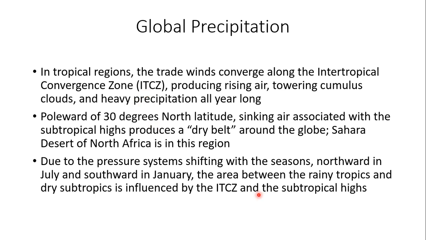Poleward of 30 degrees north latitude, generally you have sinking air motion. This is associated with the subtropical highs. That generally produces a dry belt around the globe. It's no coincidence that the Sahara Desert of North Africa is in this particular region, where the air is sinking and drying out. Due to the pressure system shifting with the seasons, generally northward in July and southward in January, the area between those rainy tropics and dry subtropics is influenced by the ITCZ and the subtropical high position.